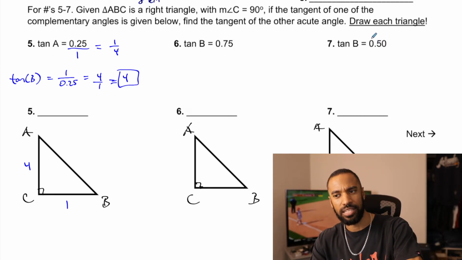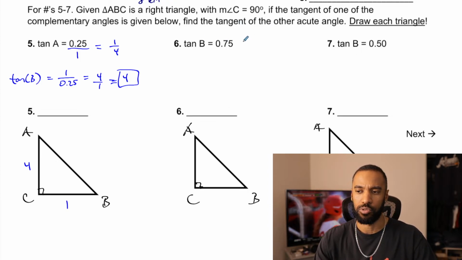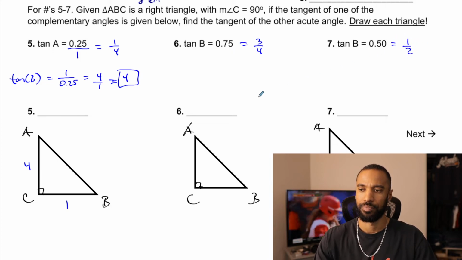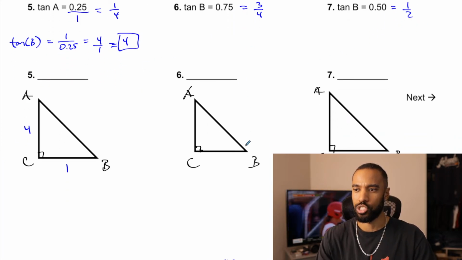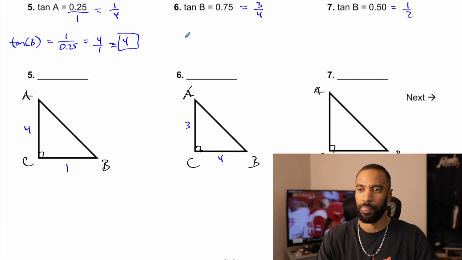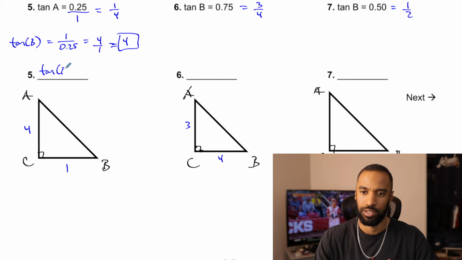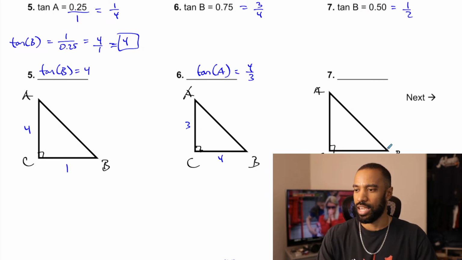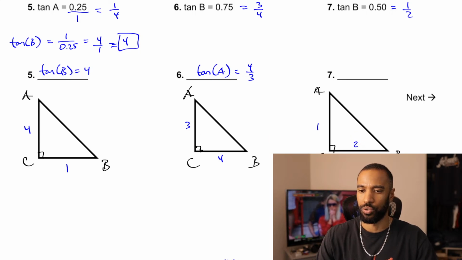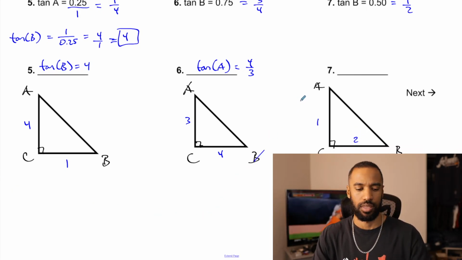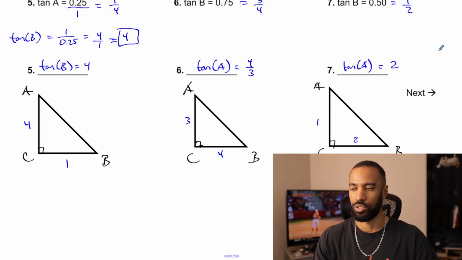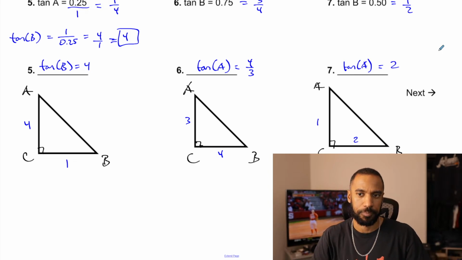But if we're trying to get an exact answer, I think using the fraction is probably most appropriate. So here I can call that 3/4 here. Here I can call this 1/2. And when we do tangent of B as 3/4, then tangent of A, hold on, tangent of A would be 4/3. And if this tangent of B is 1/2, then tangent of A is 2/1, which is 2. I mean, those are the exact answers. That's how you flip it.